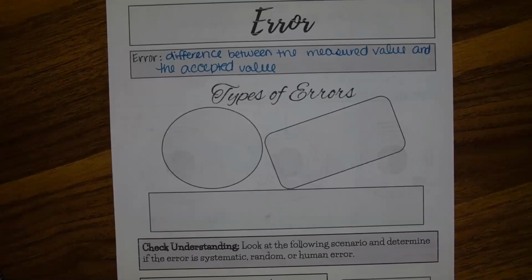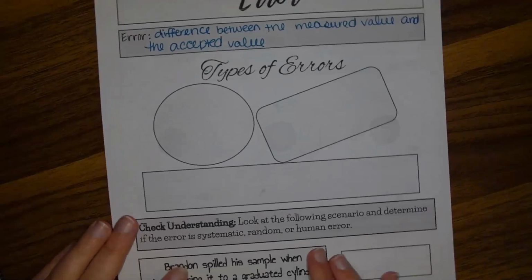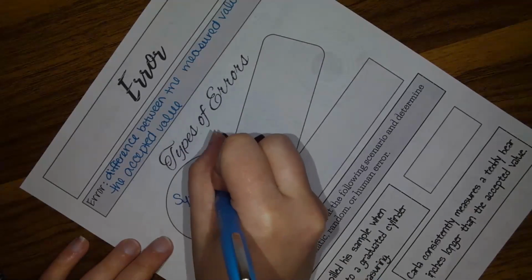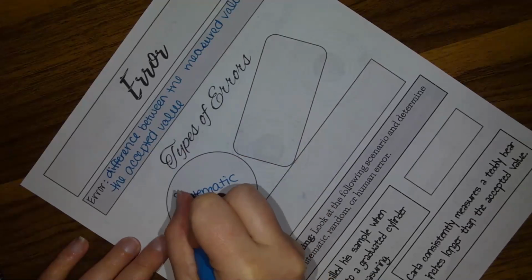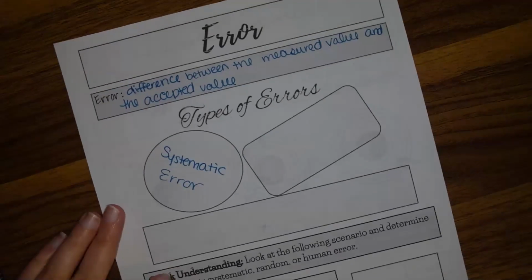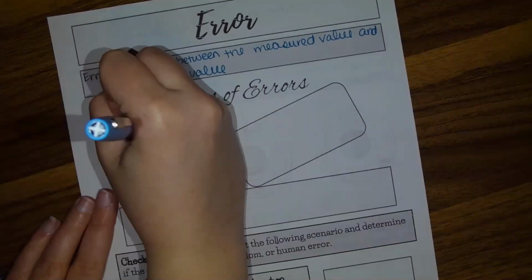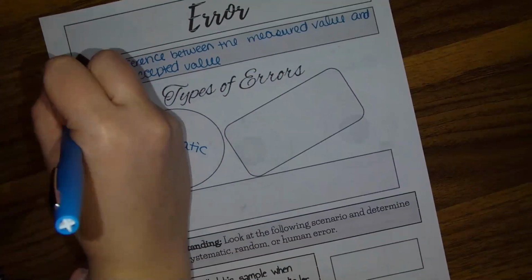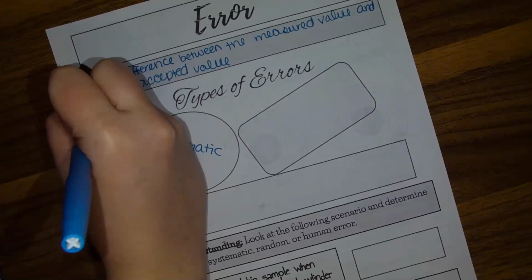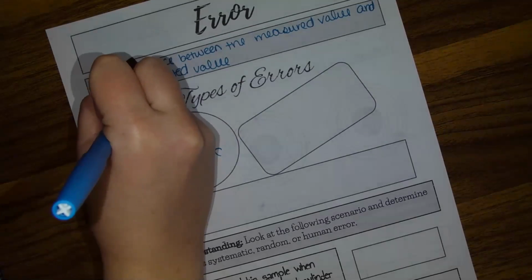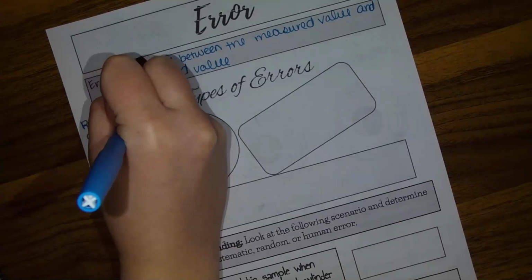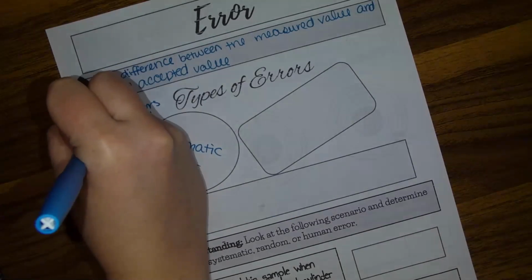So what are the types of errors that we can see? Well, the first one is going to be systematic error. So in systematic error, this occurs in probably the case of Sam. And it occurs when we have repeated errors due to faulty equipment.